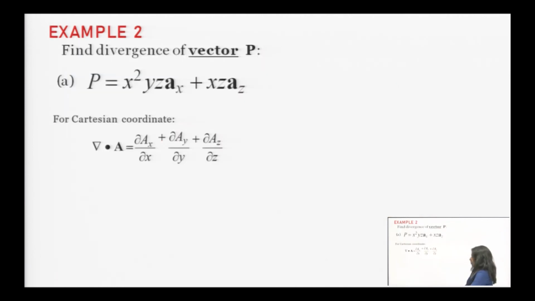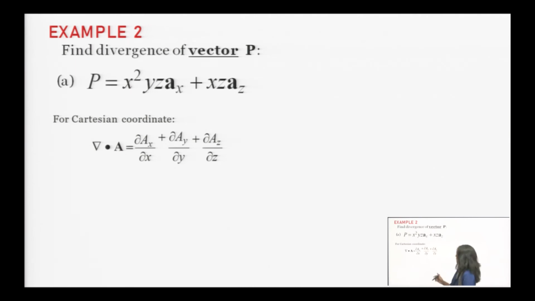Now we will solve some problems based on the divergence of a vector. Divergence of any vector gives the idea about how much a vector field diverges, whether it diverges, converges or moves parallelly. Here the vector is given as P equal to x square y z A x plus x z A z. As x, y, z is given here, it shows that it is given in Cartesian coordinates. So we need to apply the formula for Cartesian coordinates only. The formula for divergence in Cartesian coordinates appears like this, meaning we need to differentiate every coefficient with the corresponding component.